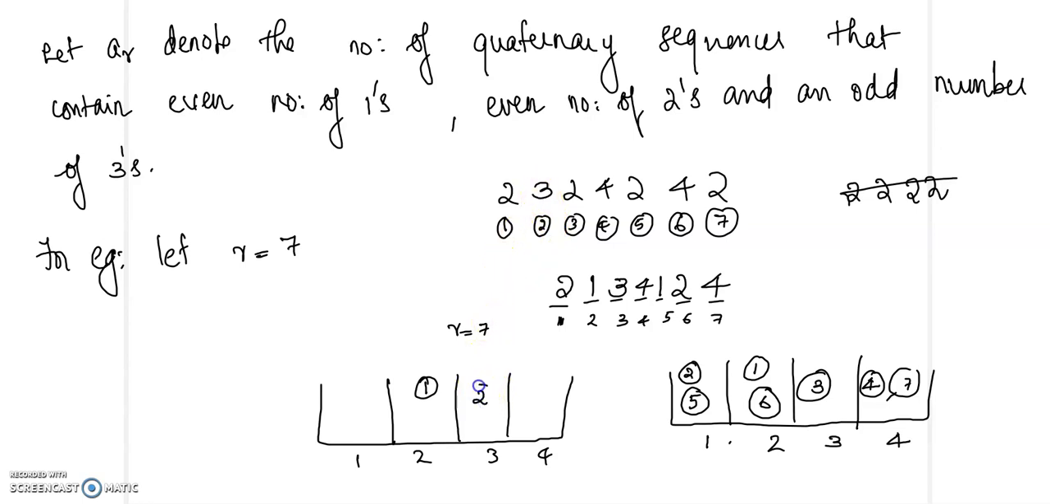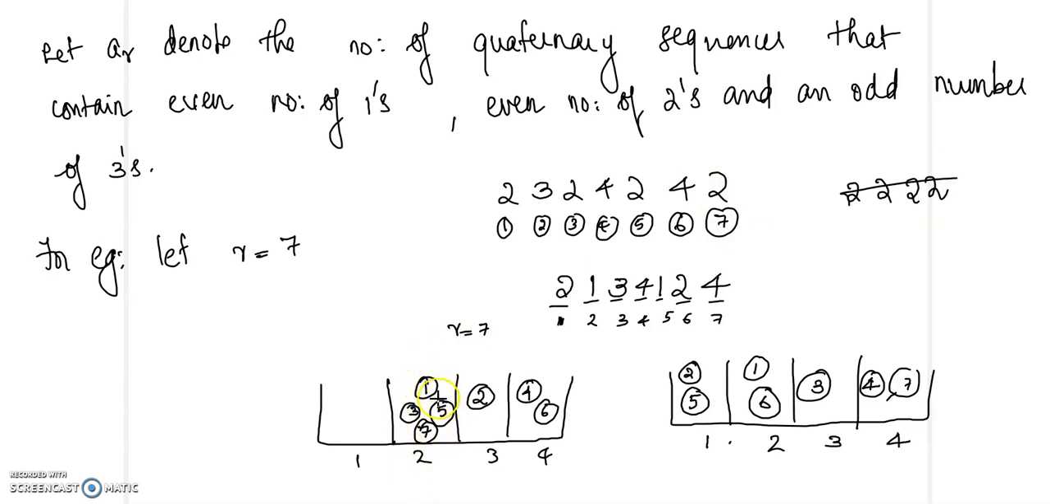So object 2 goes to box 3, and corresponding to 3 we have 2, so object 3 goes to box 2. Corresponding to 4 we have 4, so object 4 goes to this box, and corresponding to 5 we have 2, so 5 goes to this box. Corresponding to 6 we have 4, so the 6th object goes to box 4, and corresponding to 7 we have 2, so 7 goes to this box.